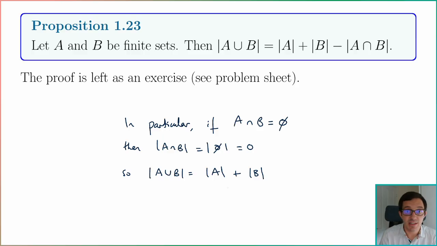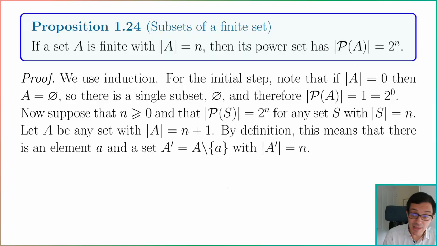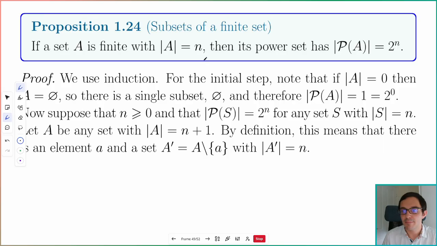That's a fact that I would like to use in a quick proof that the cardinality of the power set is something that we can calculate for a finite set. So if your set is finite, with size n, with cardinality n, then the power set has cardinality 2 to the power of n. We're looking at the subsets of a finite set, and we are counting them.